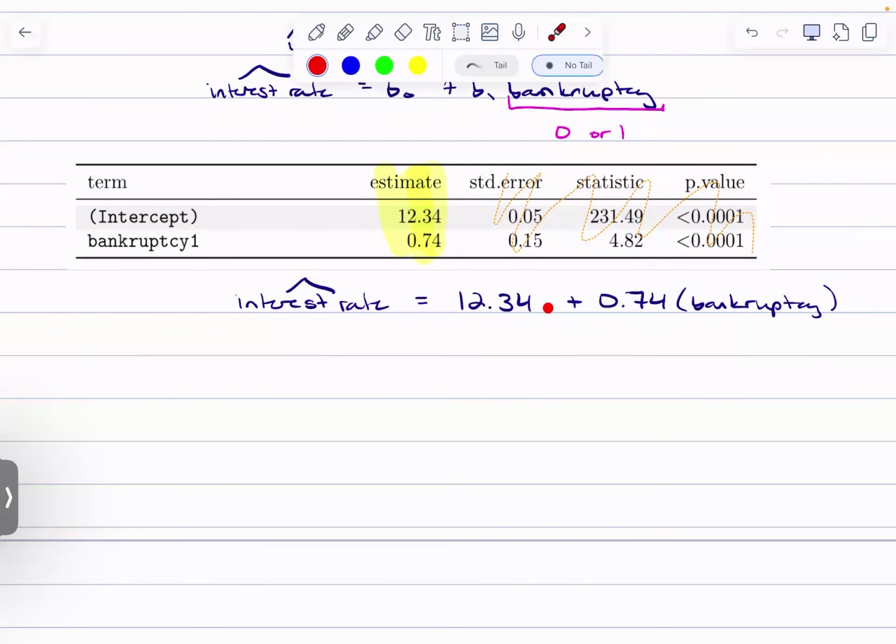So the predicted interest rate for no bankruptcies is 12.34 plus 0.74 times 0. Right. So that switches off. And that puts me at a predicted interest rate of 12.34.